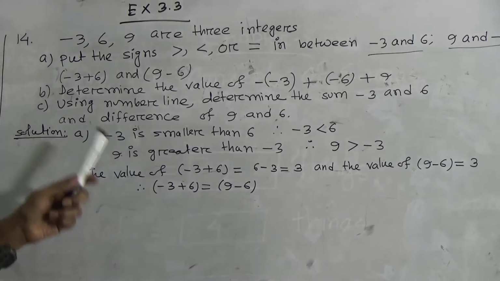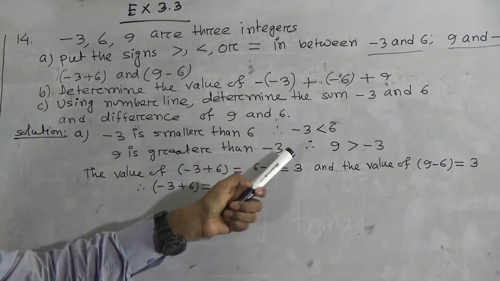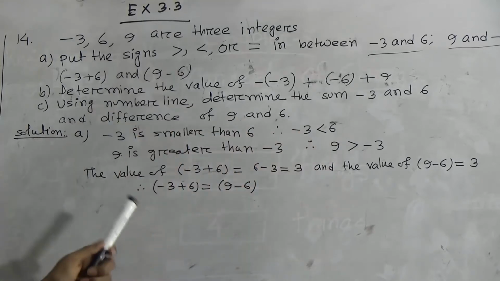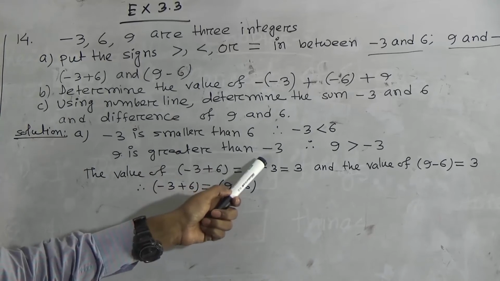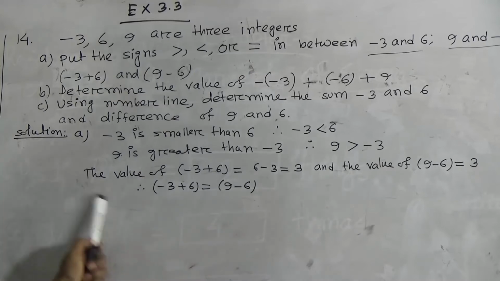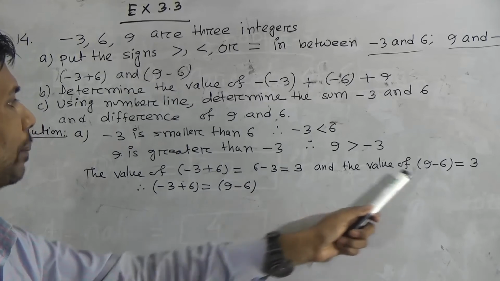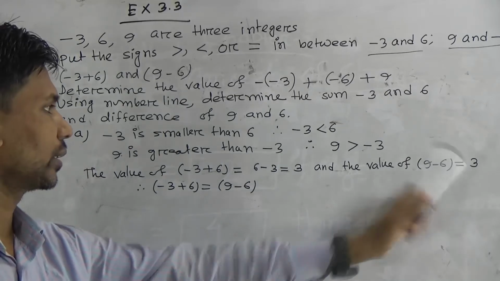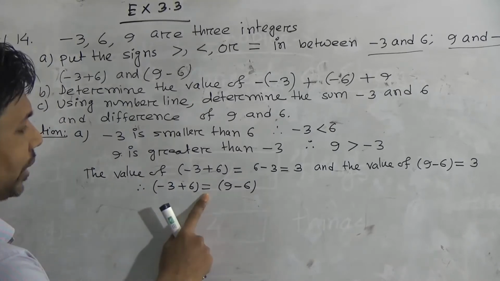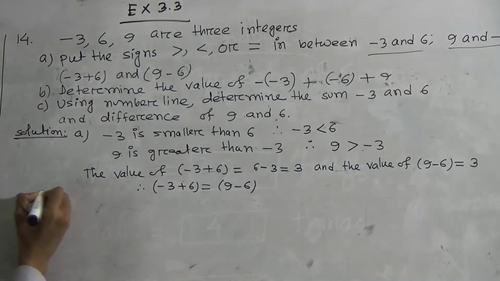Look, the first one, minus 3 is smaller than 6. So, we have to write minus 3 less than 6. And 9 is greater than minus 3. So, we have to write 9 greater than minus 3. The value of minus 3 plus 6 is equal to what? 6 minus 3 equal to 3, and the value of 9 minus 6 equal to what? 3. So, between these two expressions, we have to put here equal sign. Okay student, A number finish. Now I will solve B number.